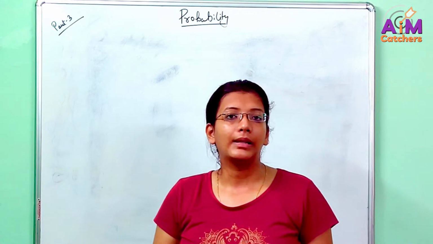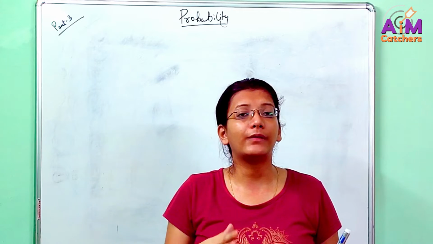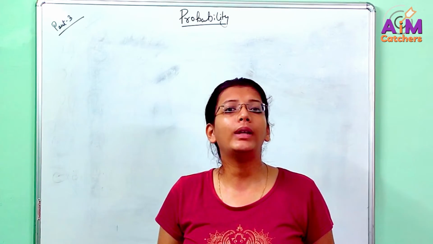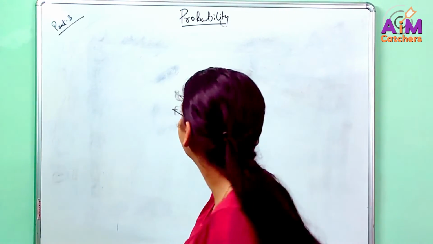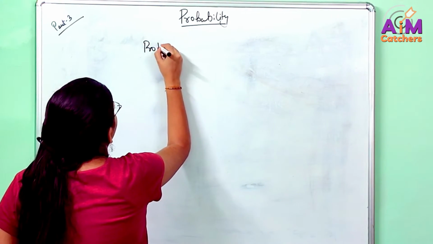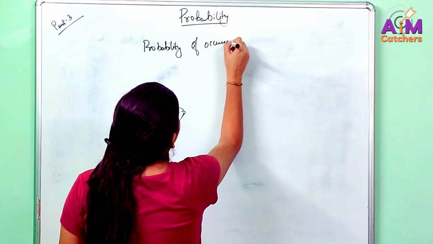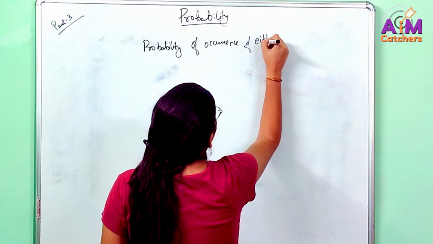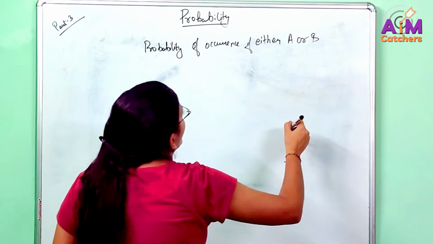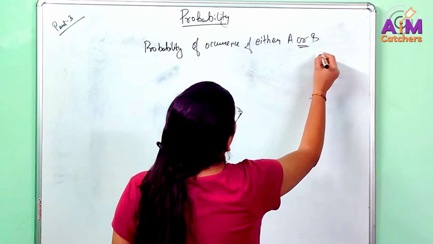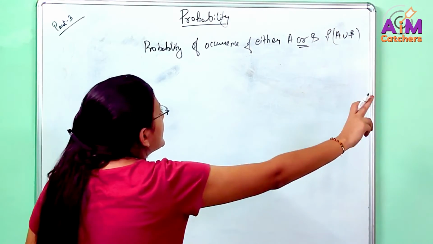If we have two events, what is the probability of occurrence of either A or B in an experiment? How do we calculate that? How do we need to find it out? Let's write it down. Probability of occurrence of either A or B in an experiment. So either A or B is also represented as A union B. When it is "or", it is represented as A union B.